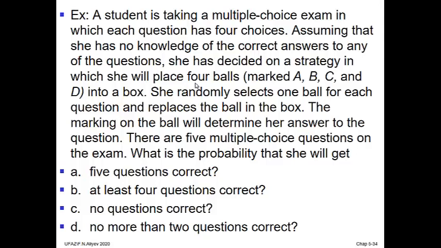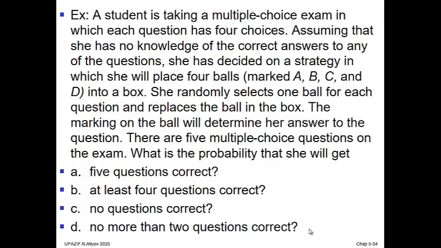And then something about x. 5 questions correct means x is exactly equal to 5. At least 4 questions correct, x more than or equal to 4. No questions correct, x equal to 0. No more than 2, x less than or equal to 2. This is for 2 questions correct or fewer.